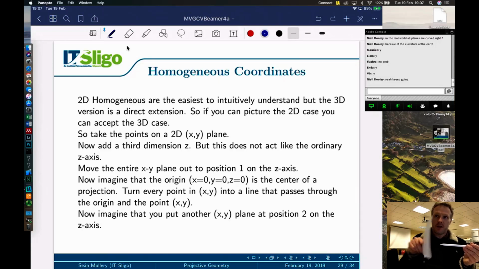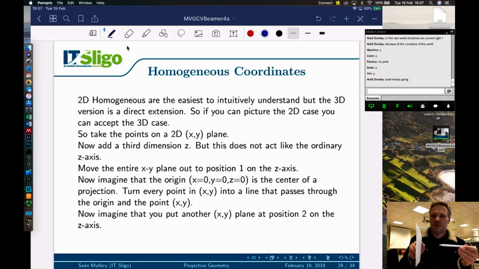And every point that I could draw on this piece of paper here, every point I could draw on that, what I'm going to do is draw a line through that point right to the tip of this pencil. Okay? So that's the idea of it.